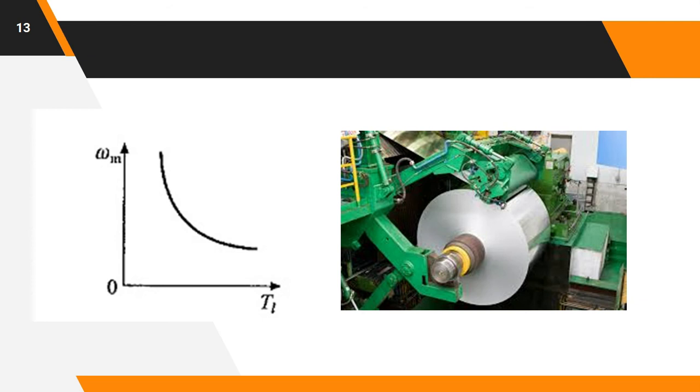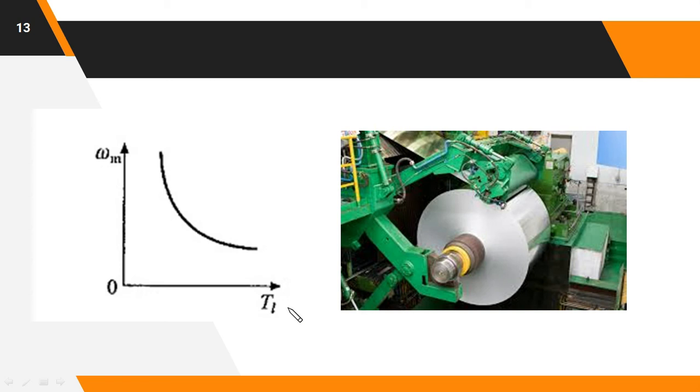Then the last one is the constant power load application. This is nothing but a coiler. It has a constant power requirement. Constant power means the product of omega m and TL should be constant.